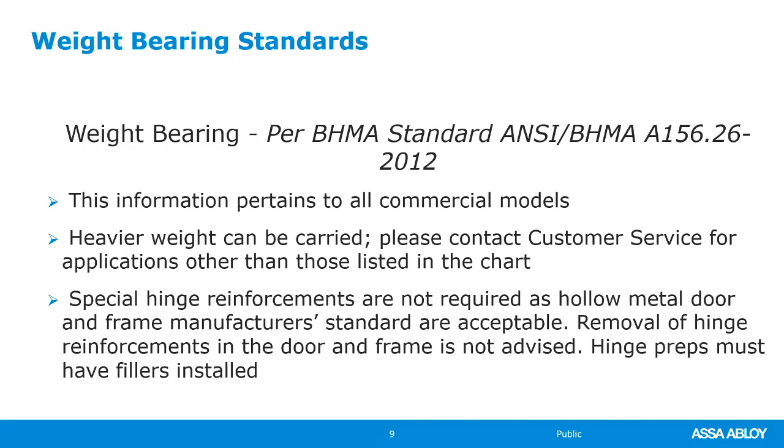Hollow metal doors come with hinge reinforcements. However, they are not needed for continuous hinges. As an example, if a hollow metal door is ordered without hinge preps and a continuous hinge is to be installed, there is no issue with installing the continuous hinge.